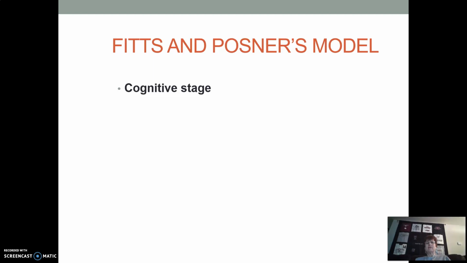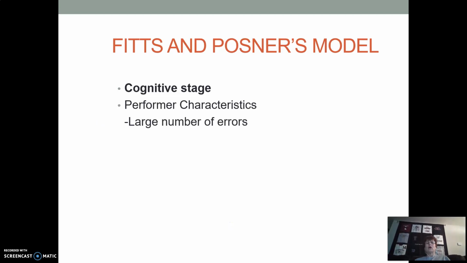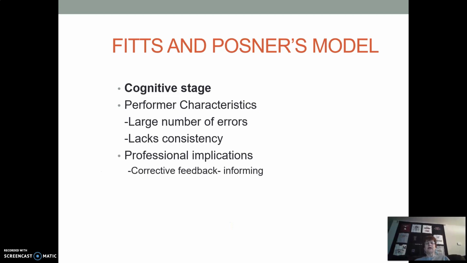The cognitive stage, again, is the mental aspect of learning the skill. As a performer, there's going to be a whole lot of errors. Try and just get an idea of what you're supposed to do. So expect a lot of errors, not much consistency. And as a practitioner, if you're the coach or the therapist, you want to provide lots and lots of corrective feedback. You want to inform what they're doing correctly and what they're not doing correctly. So, corrective feedback.